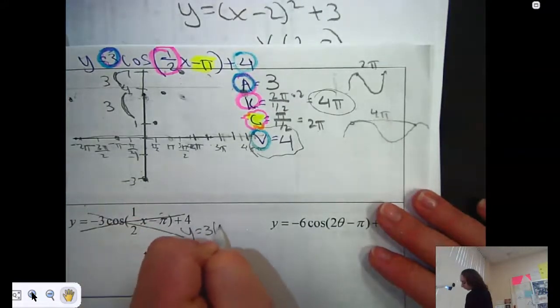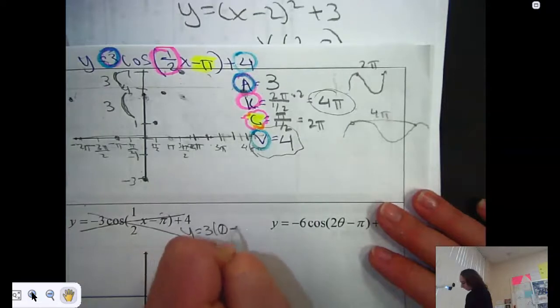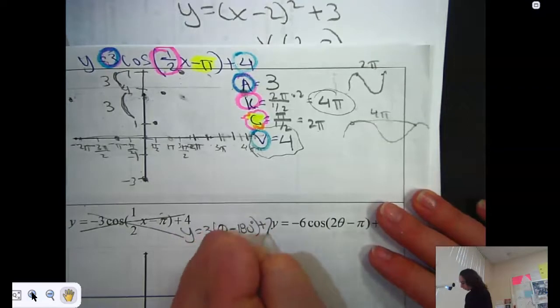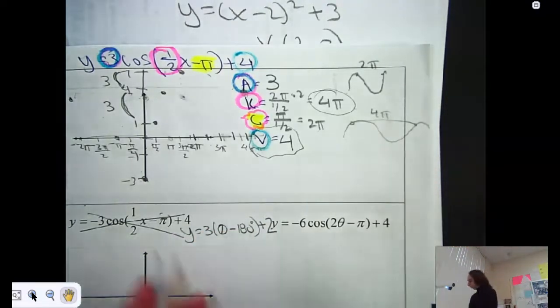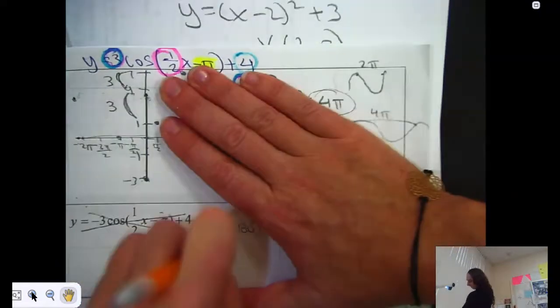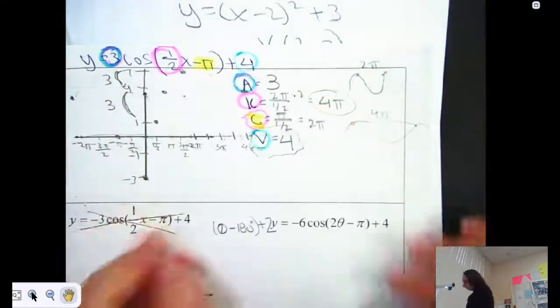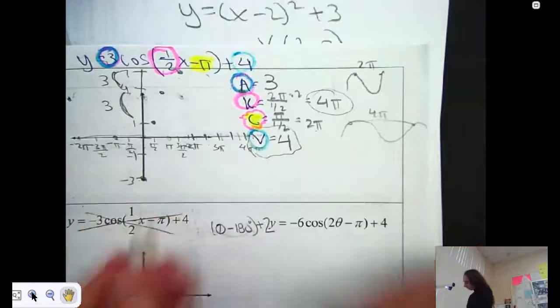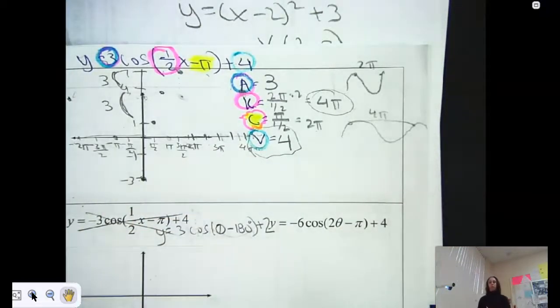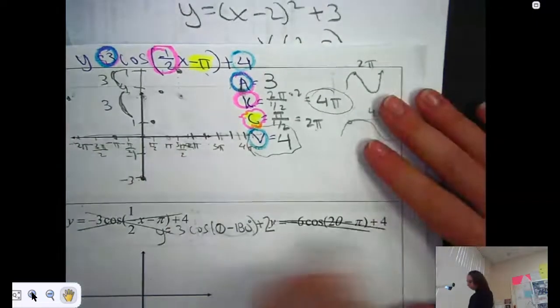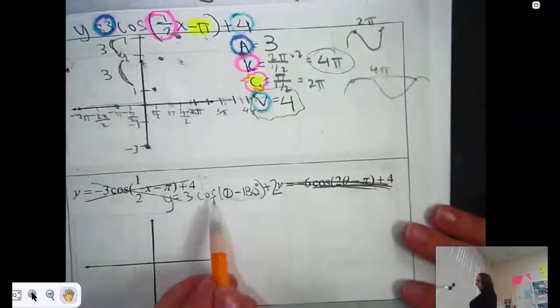Let's do theta minus 180 plus 2. So we're going to do this one, and I think it'll clear it up a little bit better. Oh, I didn't put cosine, so let's try this again. Let's go cosine 3 equals y. Okay? So let's ignore this over here, and let's see if we can do this problem.